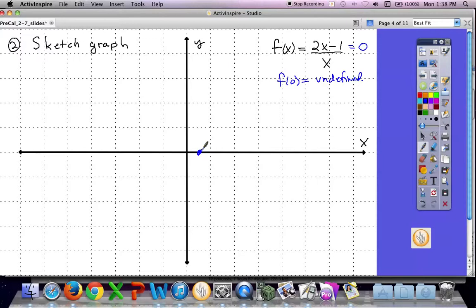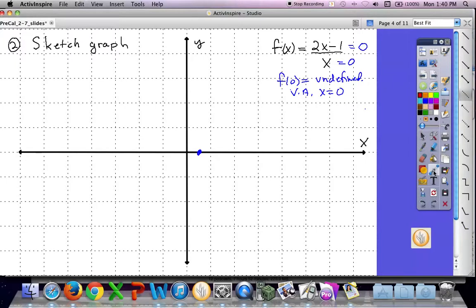Okay, find the vertical asymptote. Well, the vertical asymptote are the zeros of the denominator. And since the denominator is x, the vertical asymptote is x equals 0. So let me add that line to the graph.